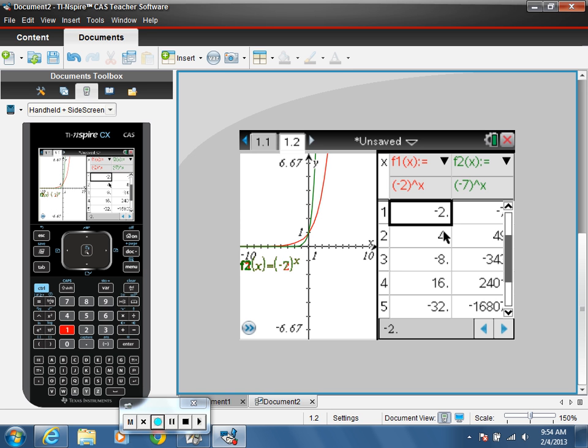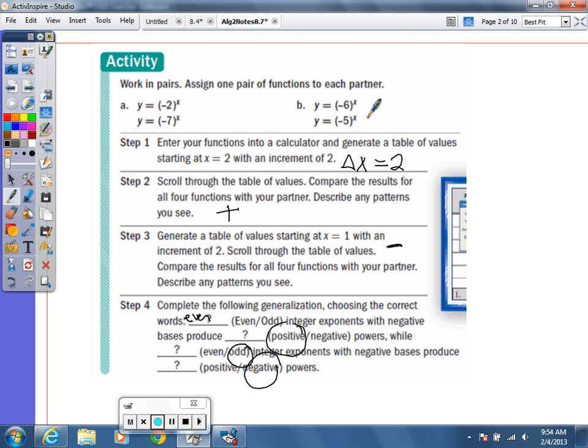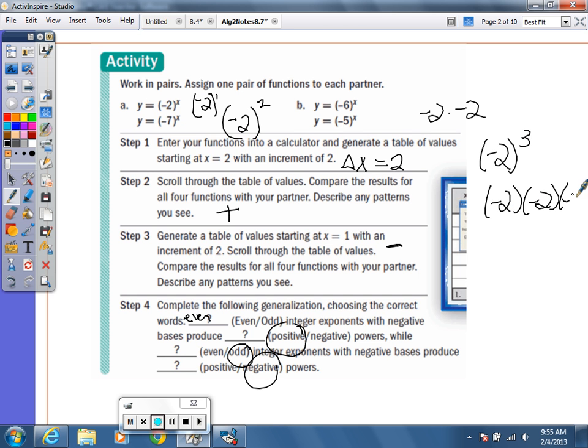It should flip-flop. Negative, positive, negative, positive, negative, positive. Why? Because what the function is actually requiring of me is to take negative 2 to the first. So negative 2 times negative 2, that's negative 2 times itself 2 times. The positives drop out. Negative 2 to the third, we're going to do this 3 times. Of course I'm going to get a negative when it's an odd exponent. This should make sense to you.